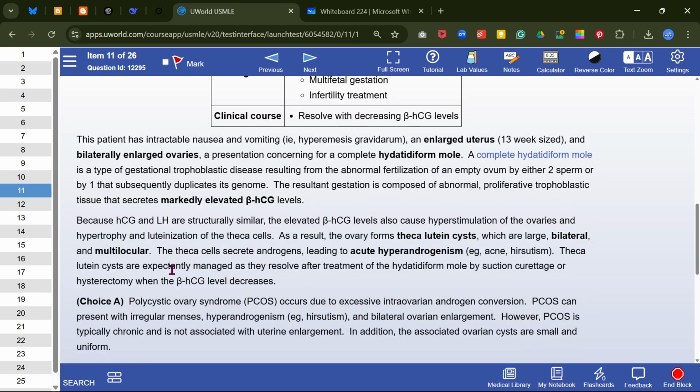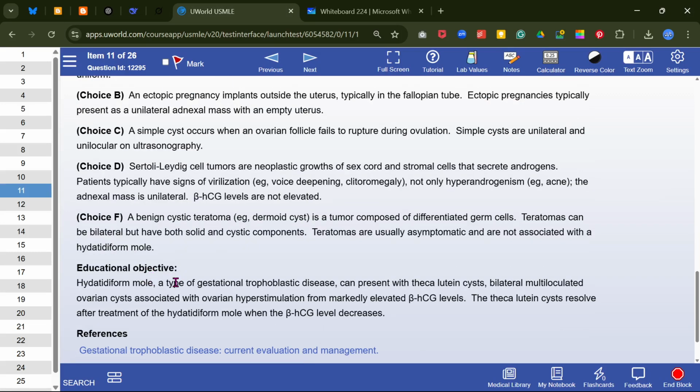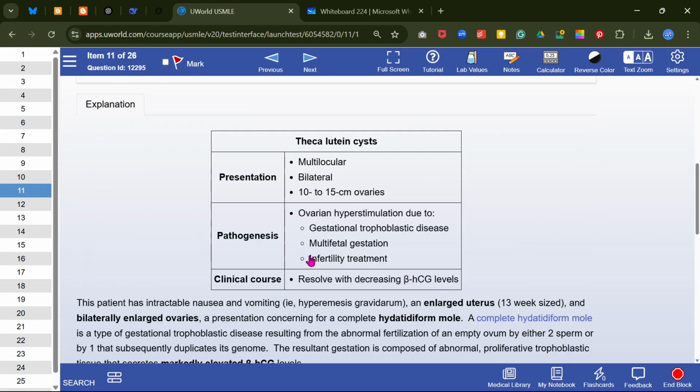Theca lutein cysts are expectantly managed as they resolve after treatment of the hydatidiform mole by suction curettage and or hysterectomy, when beta-hCG level decreases. So hydatidiform mole, a gestational trophoblastic disease, can present with theca lutein cysts. It is multilocular, bilateral, and 10 to 15 centimeters in the ovary.